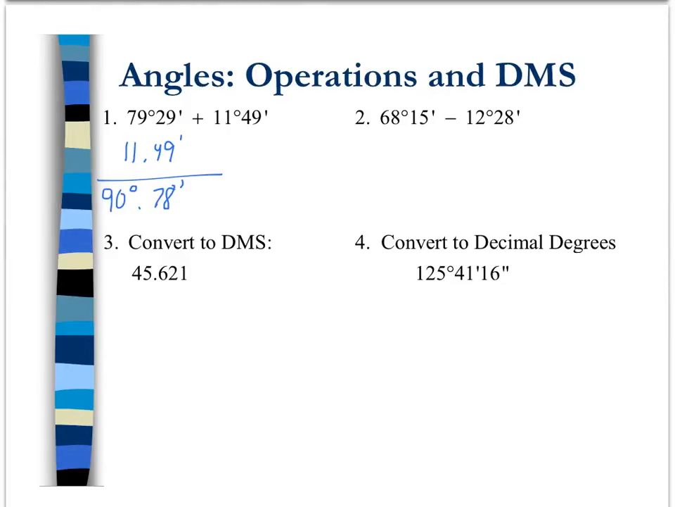However, we know that every 60 minutes is equal to 1 degree. So we're going to carry, and we're going to cash in 60 minutes into 1 degree. So our final answer is 91 degrees and 18 minutes.